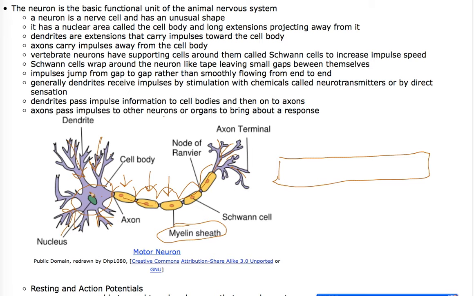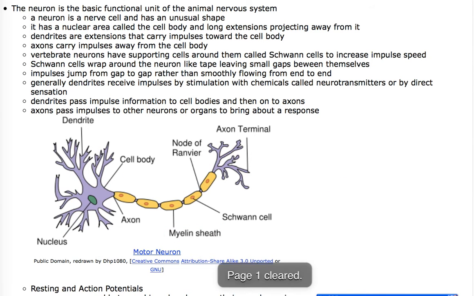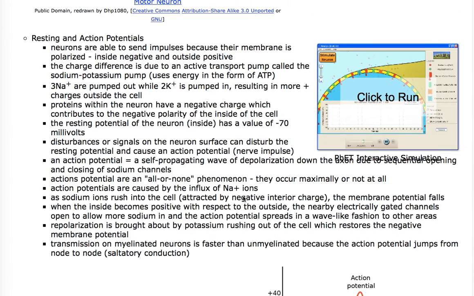Impulses often flow down dendrites, flow across the cell body, jump down the axon to the terminals, and then the neuron releases what are called neurotransmitters to stimulate the next neuron. Now it's time to talk about action potentials and resting potentials.